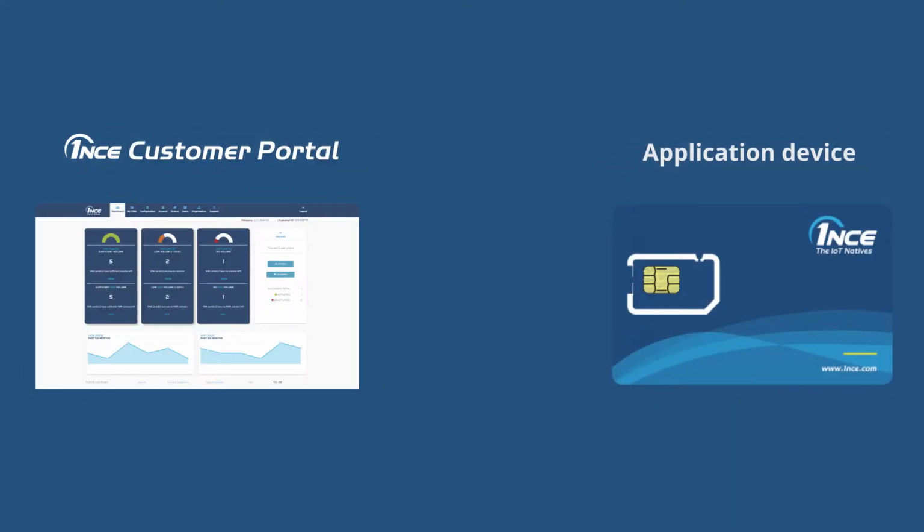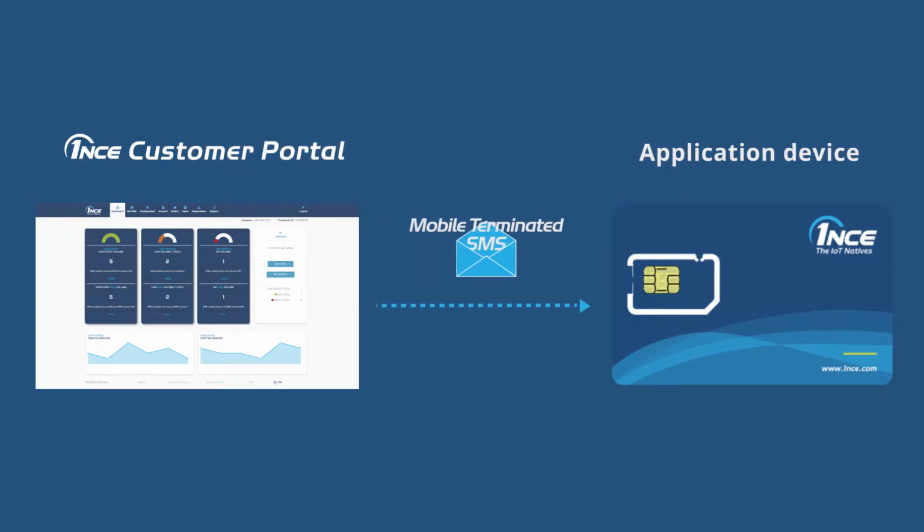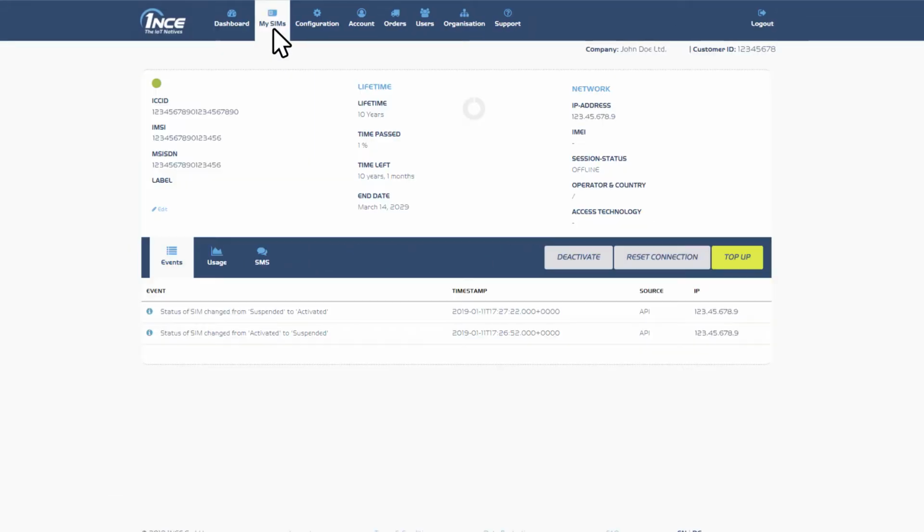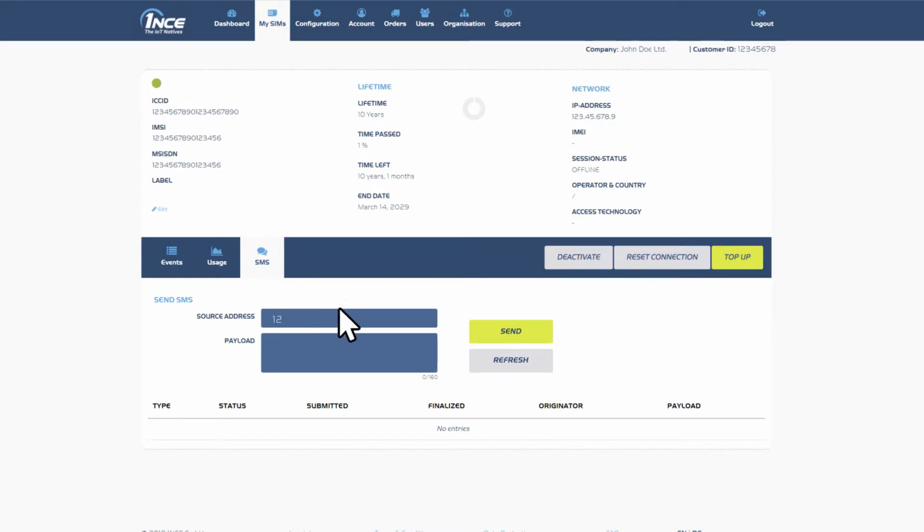Besides recharging SMS volume, you have the opportunity to send an SMS MT directly from the Once customer portal to the application device. Therefore, choose the tab SMS and enter the source address and payload. Now click Send, then Refresh. The SMS sent to a specific SIM card can now be seen directly underneath this function.